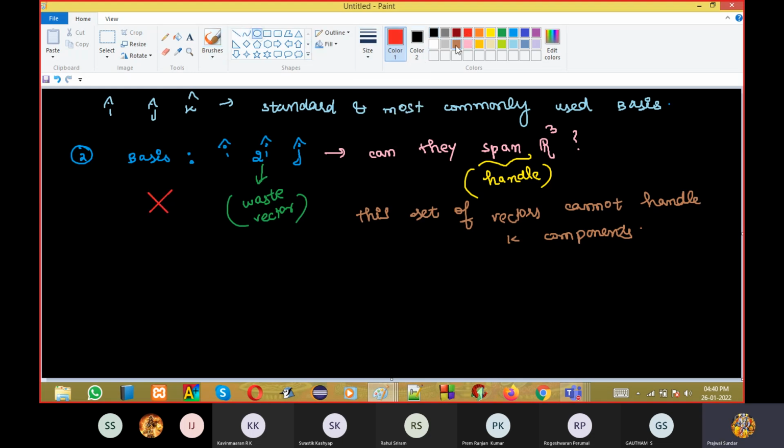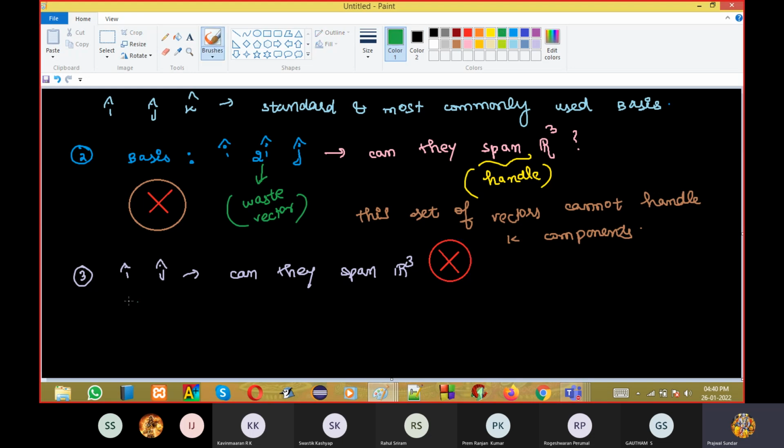Any doubt? Is anyone? Now only we are starting the questions. So are you understanding? Anyone has doubt? Please ask. See, they cannot handle any third. Can I handle k? I can't. Right? Can't handle. Okay. So the third question I'm giving: i and j. Can they span R cube? The answer is the same reason you gave here. I'm not wasting time on this. This also doesn't handle because they cannot handle the k component.